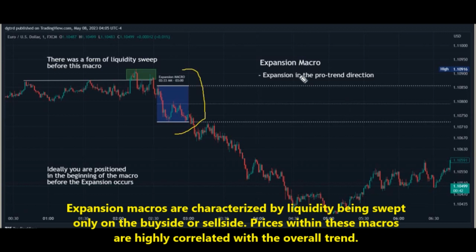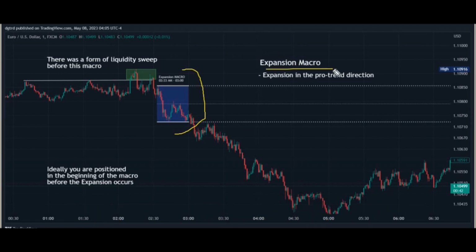Okay, so you can see right here we have an expansion macro, expansion in the pro trend direction, and there was a form of liquidity swept before this macro, which can be either a sell side liquidity or a buy side liquidity. Remember what we saw before, it was swept in both, but on this side it's actually swept on either buy side liquidity or sell side liquidity. So ideally you are positioned in the beginning of the macro before the expansion occurs. That's what you're really supposed to understand.